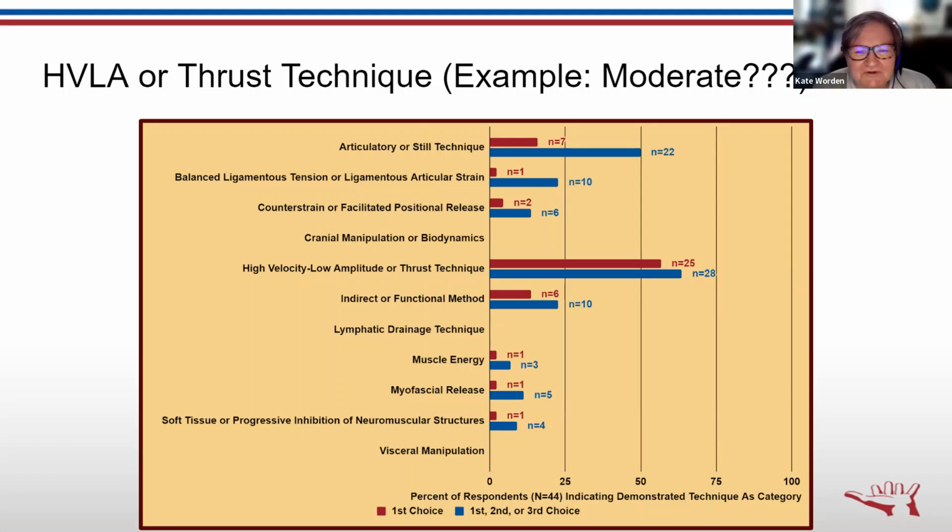What's interesting on this is your number one was the HVLA, but your number two was articulatory. And really the setup can be very similar, the difference being how rapid the thrust is, right? So I can see why those two could be kind of similar.